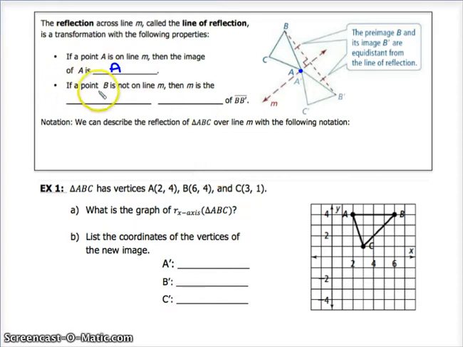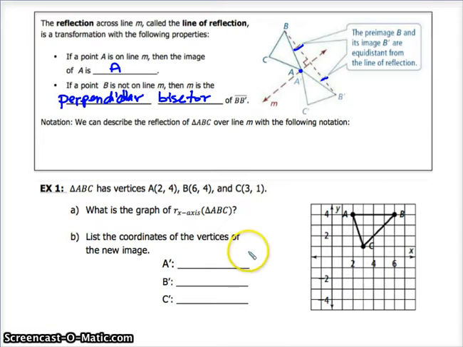Now, if a point B is not on line M, then M again is the perpendicular bisector. I'm having you write that down twice because it's really important. Perpendicular bisector, sorry for that sloppy writing there. In this case, if you look at BB prime, the line of reflection is that perpendicular bisector that intersects at a 90-degree angle and splits it in half.